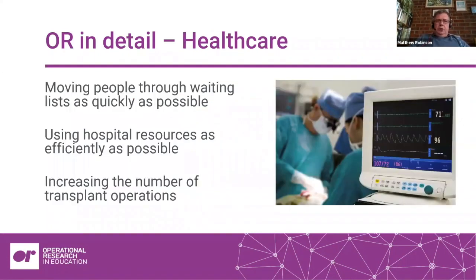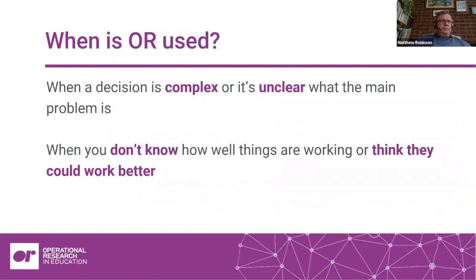Healthcare is another example of where operational research is used. Similar examples, you may want to think about how do we reduce waiting lists? How do we use hospital resources? So resources could be in terms of number of operating theatres, but also the number of staff and the skills that those staff have. Particularly relevant at the moment, obviously, in terms of have we got enough staff with the right skills to be able to treat the types of patients that we have coming in to the hospital. So a lot of work is done in healthcare.